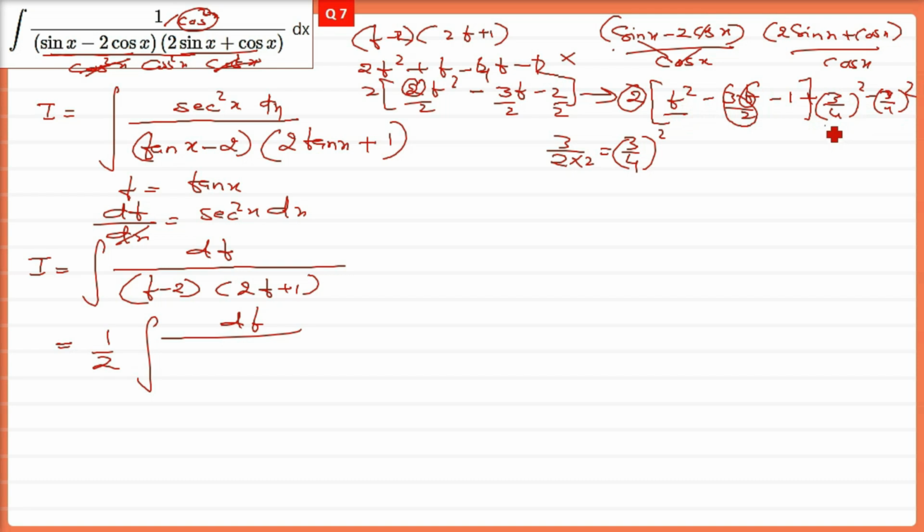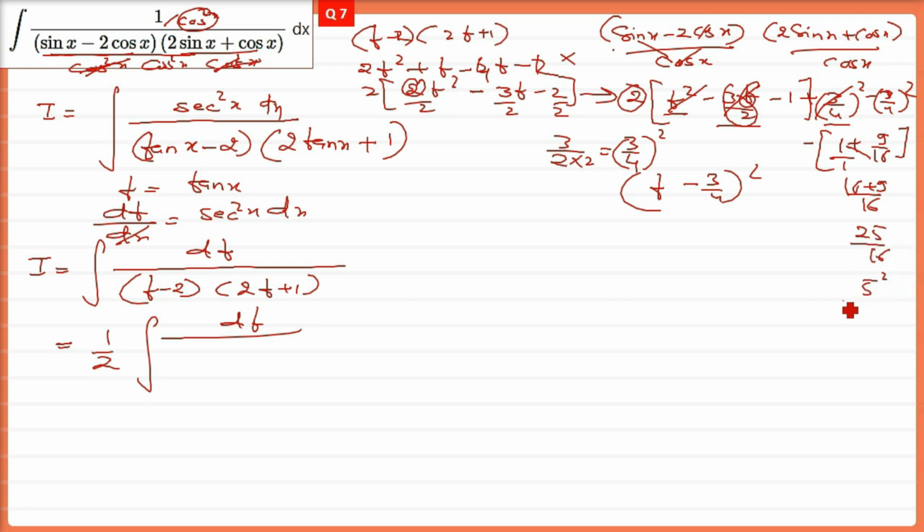Now a square plus b square minus 2ab is t minus 3 by 4 whole square. This is the first term. All these three we have utilized. Now we are left with negative 1, negative 3 by 4 whole square. So it will add. If you take negative outside, you have to add 1 plus 3 by 4 whole square, 9 by 16. It's going to be 16 plus 9 by 16, which is 25 by 16. And this 25 by 16 is a perfect square by itself, 5 square by 4 square. Now we can write it here, minus 5 by 4 whole square.